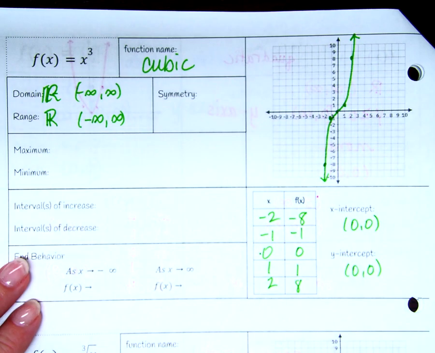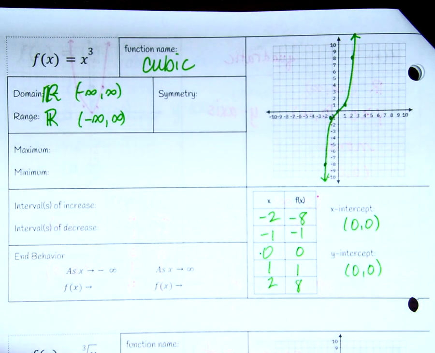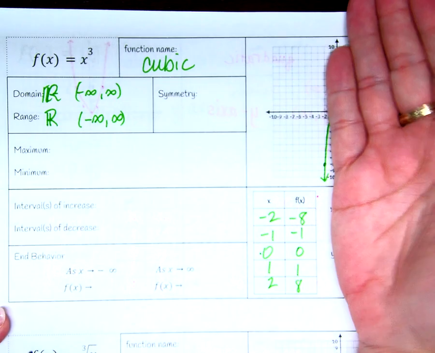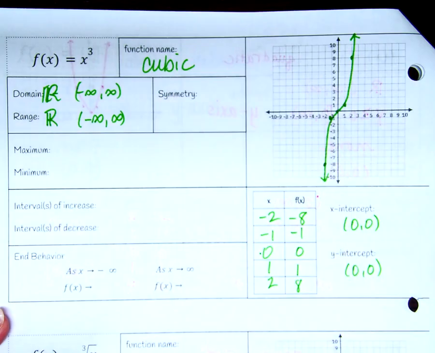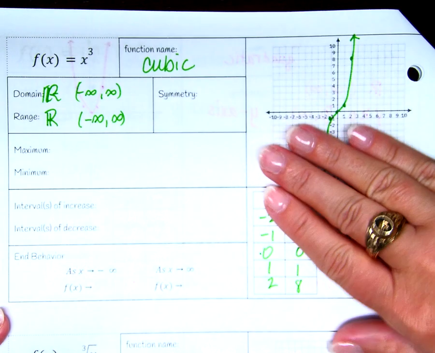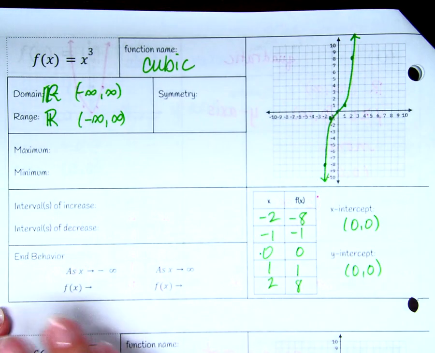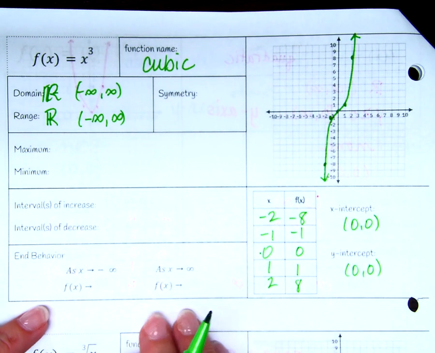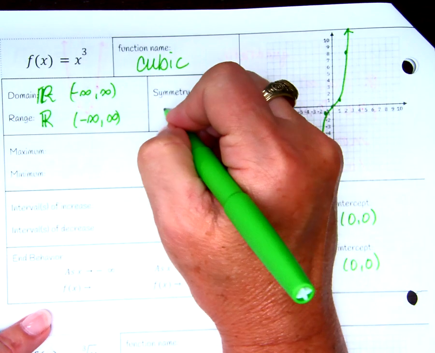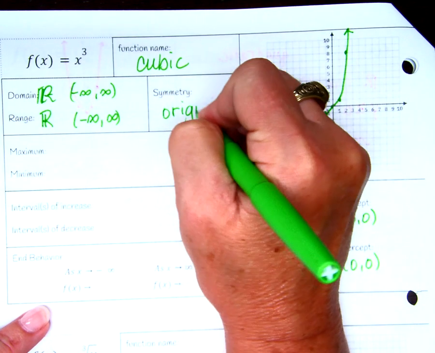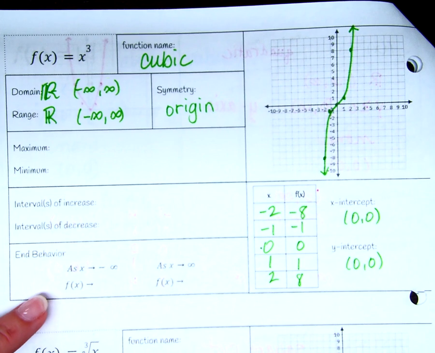Good. Does it have symmetry? Can I fold it here? Can I fold it here? Can I spin it 180 degrees? Oh, you can spin it, can't you? If you spin it, what's it symmetric around? The origin. Does that make sense?